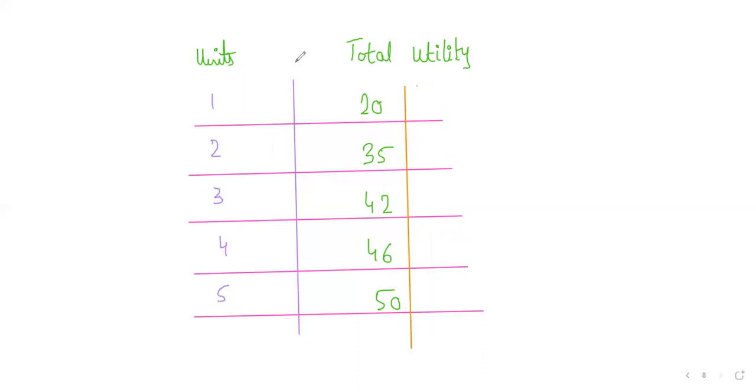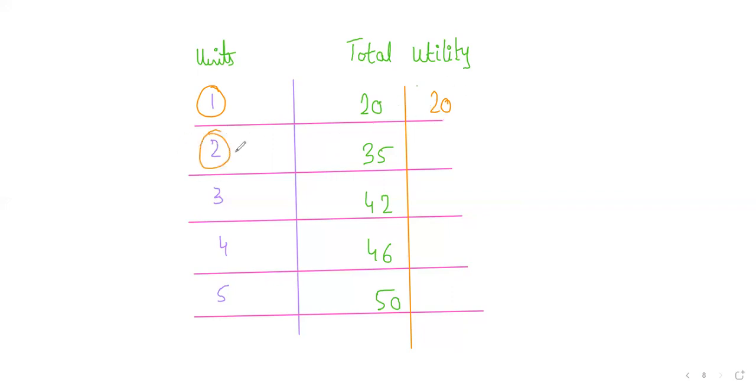So when you ate the first burger, your utility increased from 0 to 20. So how much was your marginal utility for the first burger? Obviously 20, because when you're not consuming anything, your total utility is 0, and when you ate the first burger, your total utility increased to 20. So the marginal utility of the first unit is 20 utils.